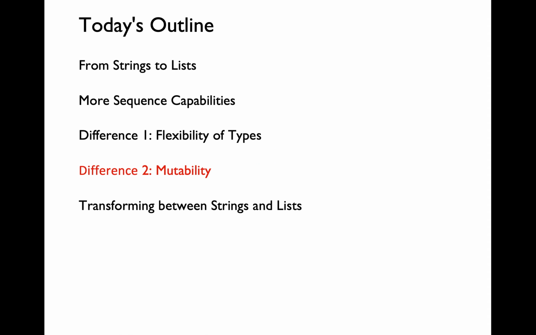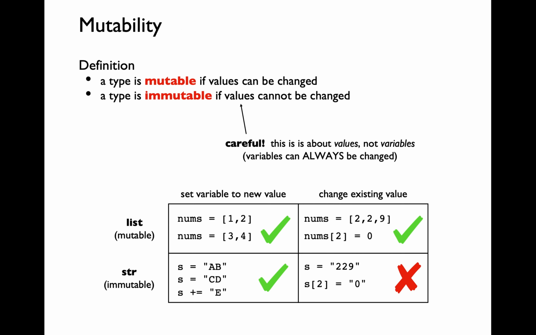Let's talk about the concept of mutability. Mutability is a tricky concept, so please make sure to understand this clearly. A type is mutable if its values can be changed. A type is immutable if its values cannot be changed. The emphasis here is on the term values. Be very careful. Mutability has to do with values and it has nothing to do with variables. You can always change variables.